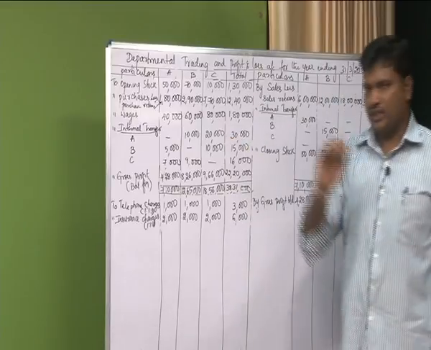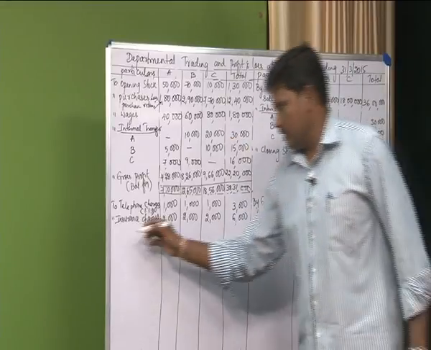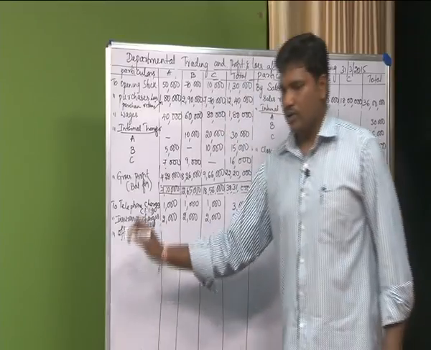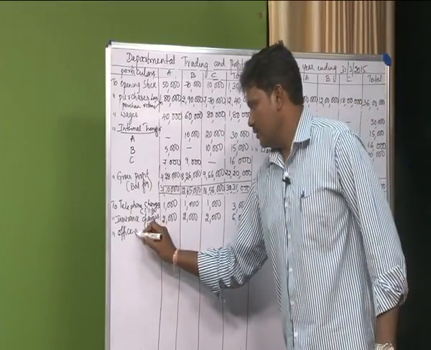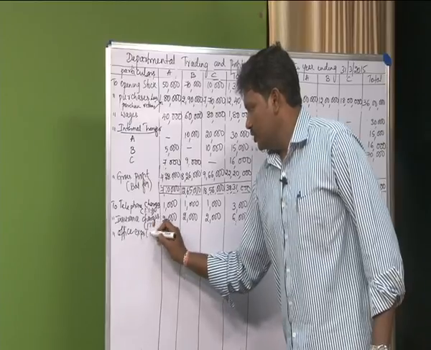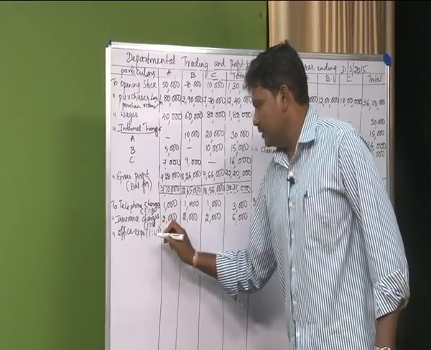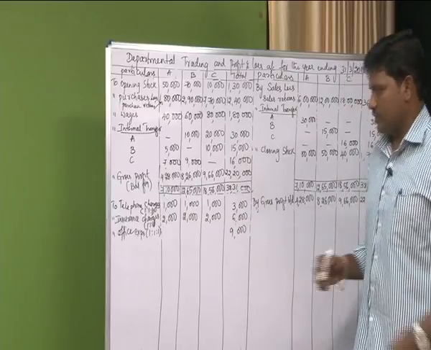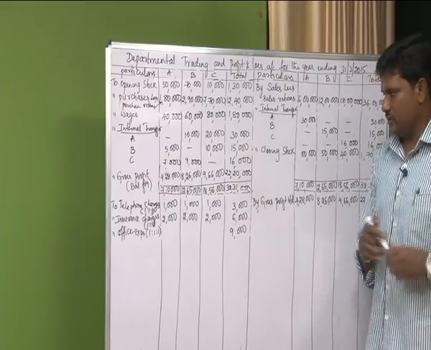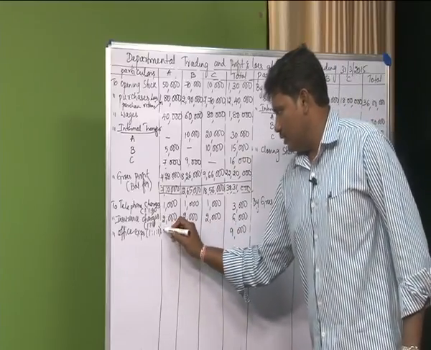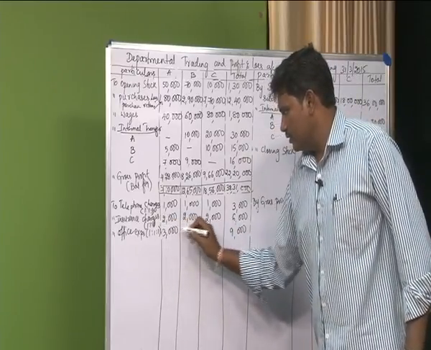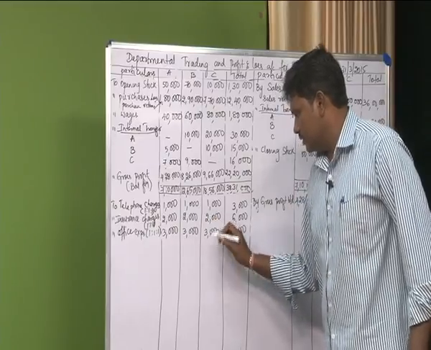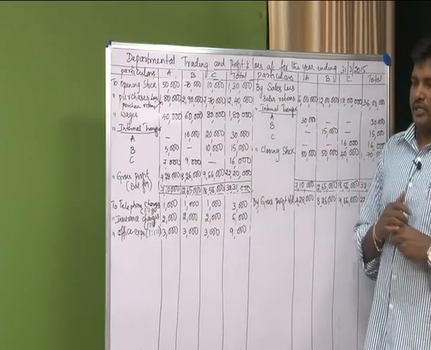Which was the third expense we saw? The third expense was office expenses. Office expenses should also be allocated equally. The amount of office expenses was 9,000. So 9,000 into 1/3 is 3,000, 3,000 and 3,000.